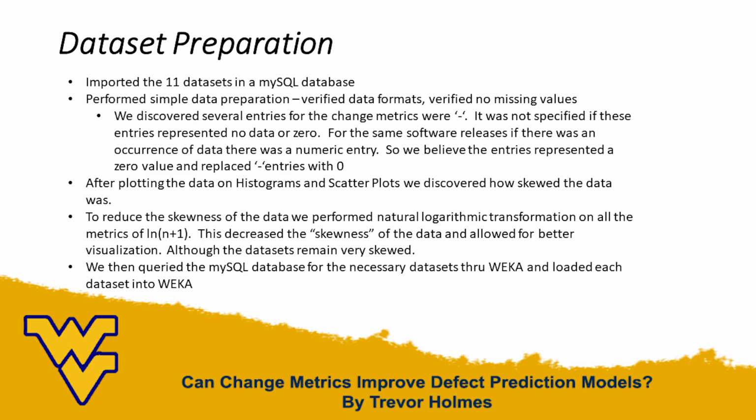So that column then became numeric and could be used in Weka. What we did then was plot the data on the histogram and scatter plots, and then we really discovered how skewed the data was. It was very skewed. So to reduce that skewness, we did a natural logarithmic transformation on the data using the natural log of n+1. That way, because there's a lot of zeros for the defects specifically, that 0 would be a natural log of 1, because it's n+1. So that gives us a 0 again. And it did reduce some of the skewness, and it made some of the visualization a little bit easier to see.